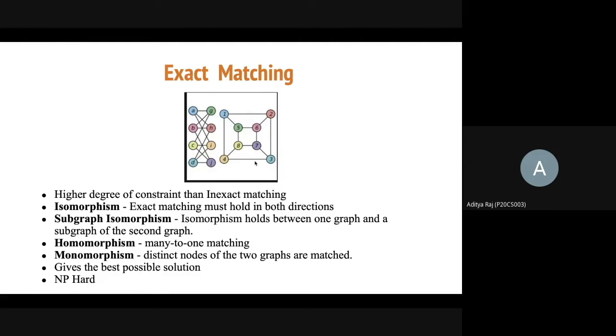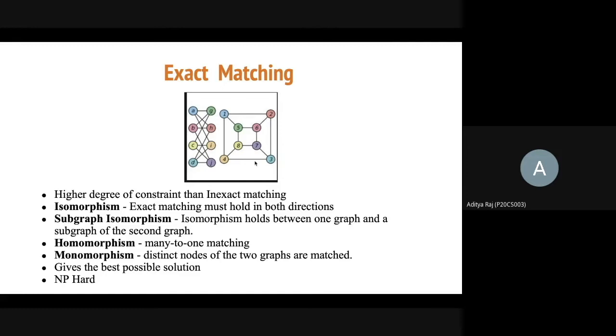In exact matching, the degree of constraint is higher compared to when you're trying to match two graphs in inexact matching. The different methods in exact matching, depending upon the degree of constraint: isomorphism is highly constrained, then comes subgraph isomorphism, which is somewhat less constrained, followed by homomorphism and monomorphism. Isomorphism is a classic category of exact matching where you need the matching to hold in both directions. It's a bijective function between the two graphs, G and H.